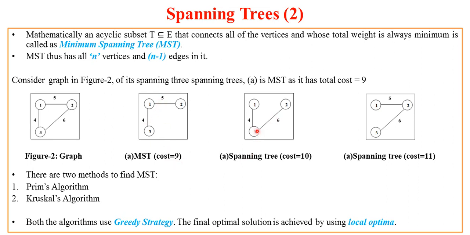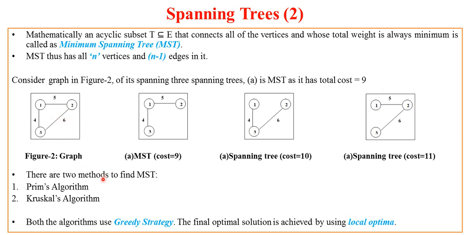Now we have one more representation. Edge 1 to 3 and edge 3 to 2. So its total cost is 4 plus 6, 10. Now we have one more representation, 1 to 2 and 2 to 3. Total cost is 5 plus 6, 11. So there are three possibilities of the spanning tree, but of these three possibilities only structure A has the lowest cost, and such a structure is called a minimum spanning tree.